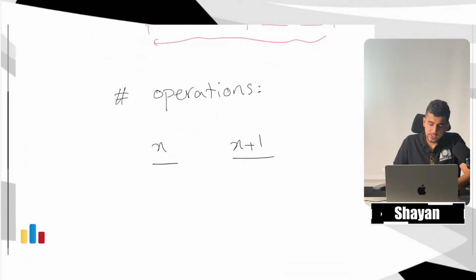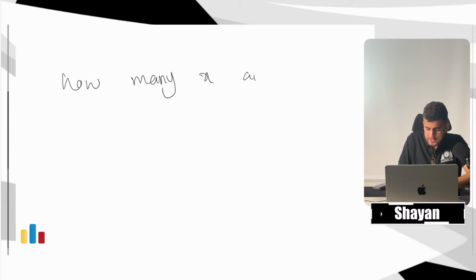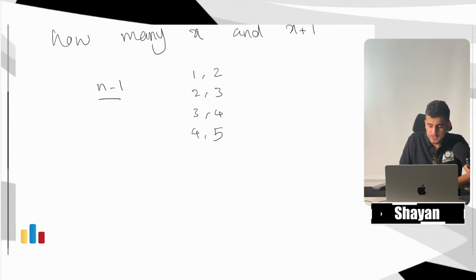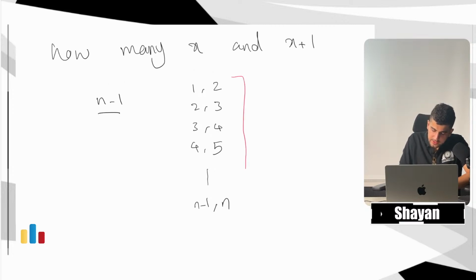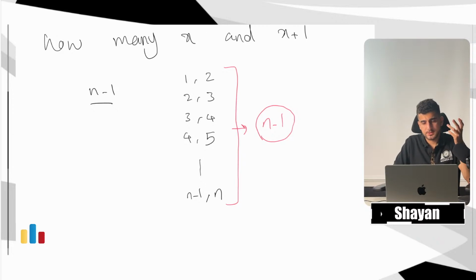this easily shows that if n is even, how many pairs of x and x plus 1 do you have? It is exactly n minus 1, right? Because we have 1 and 2, 2 and 3, 3 and 4, 4 and 5. These are our x and x plus 1s. And n minus 1 and n. The number of these pairs is exactly n minus 1. So we have n minus 1 such pairs.